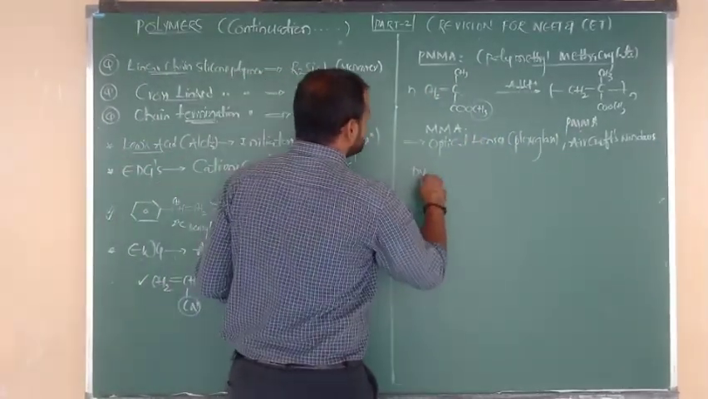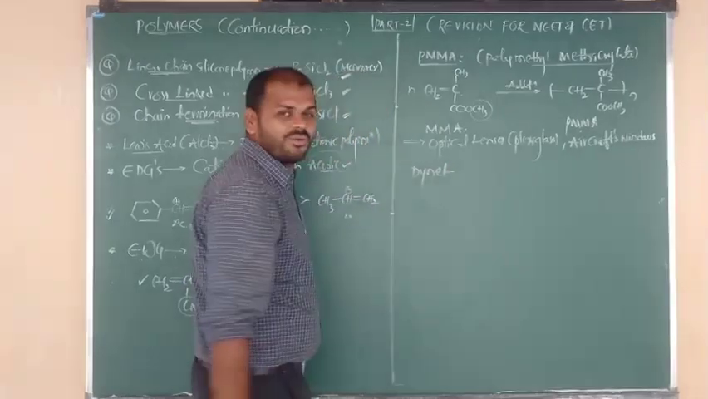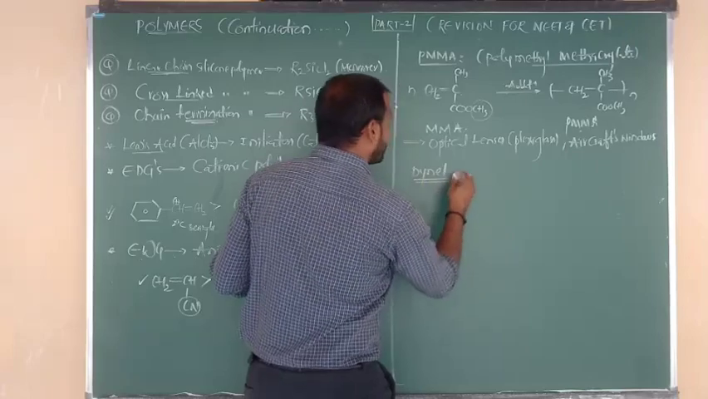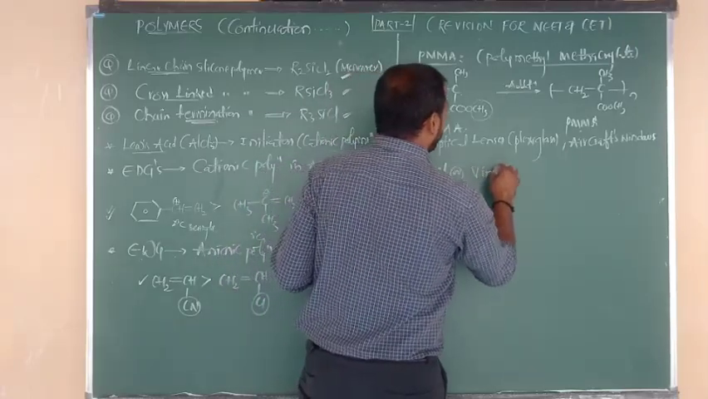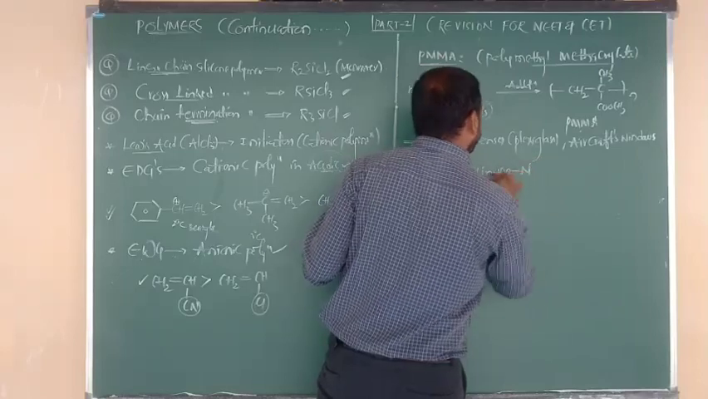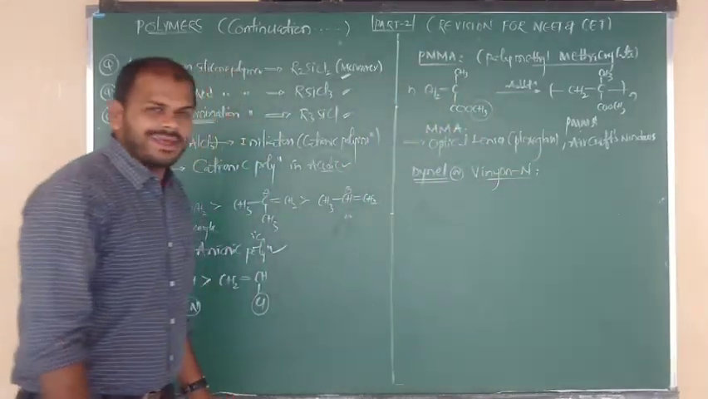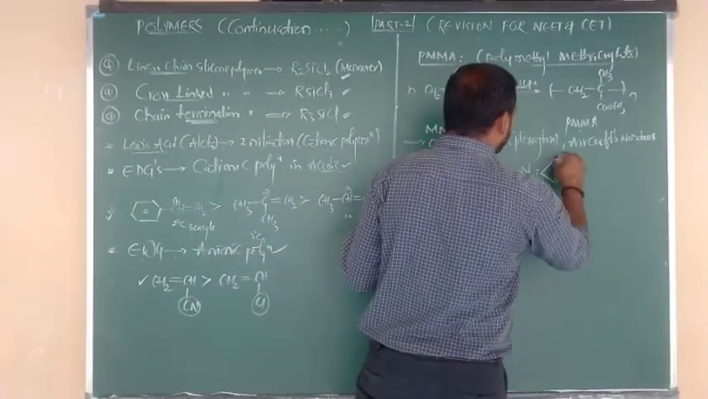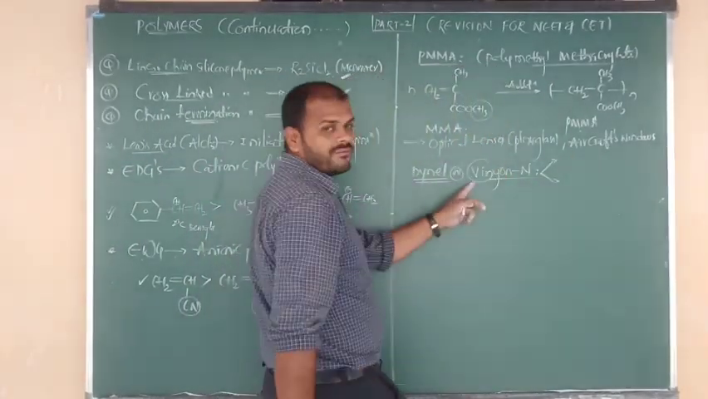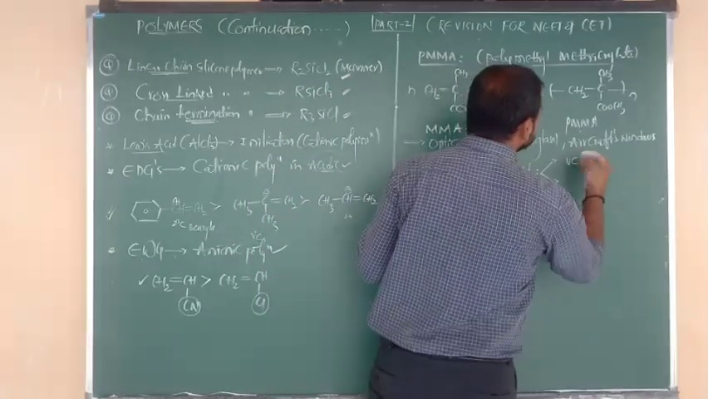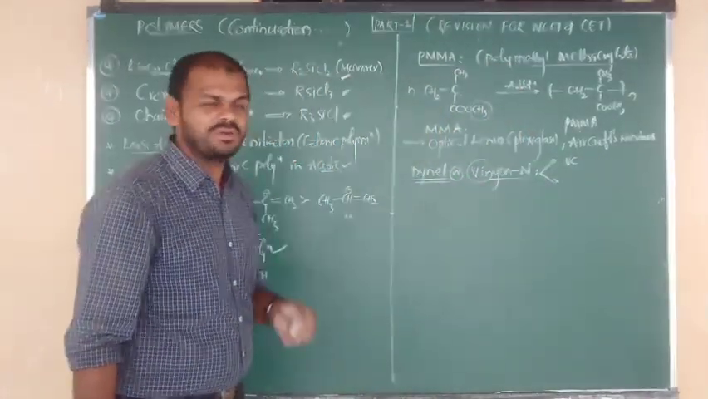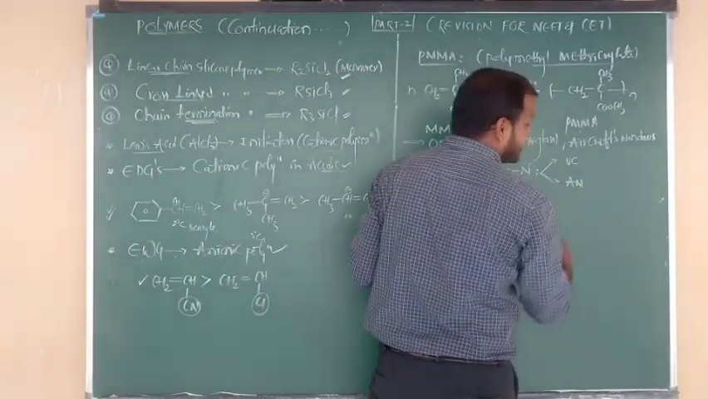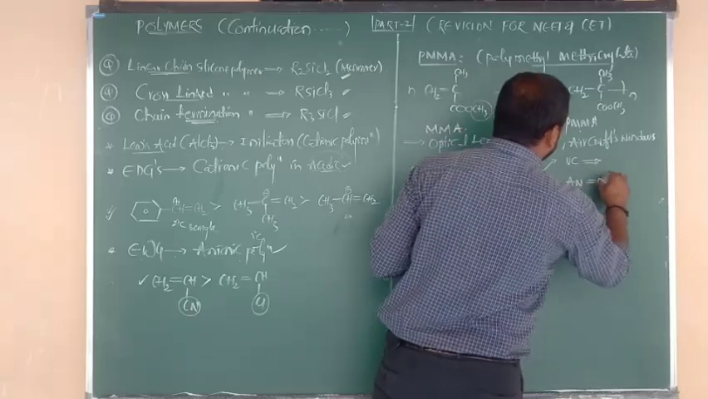Next one is Dynel. Yes, it is also in NCERT. Dynel is one type of polymer. Its other name is Vinyl N. It contains mainly how many monomers? 2 monomer units. Here V means vinyl chloride, you know the formula, and N indicates acrylonitrile, so vinyl cyanide. These 2 monomers we have to consider.